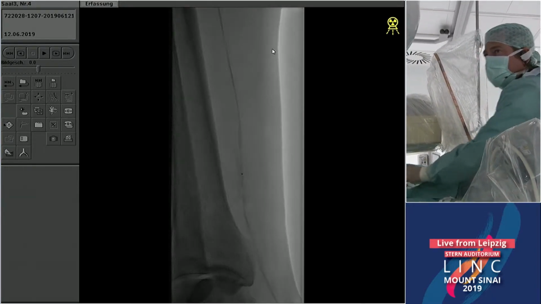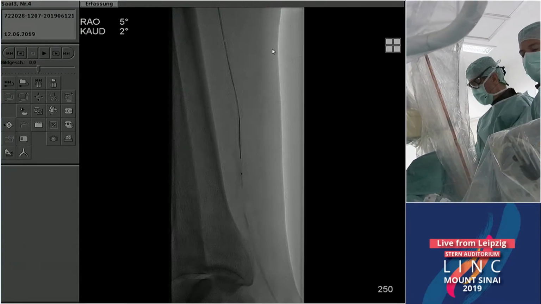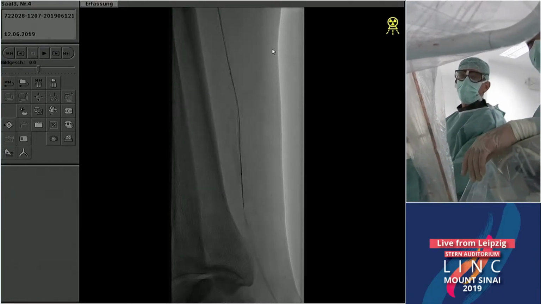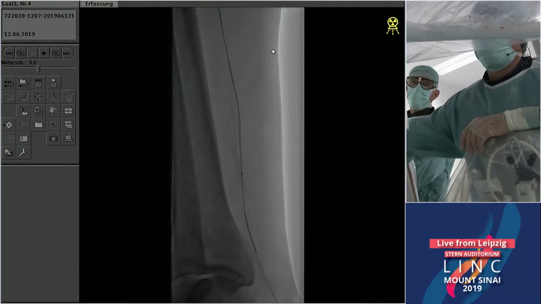Just a moment. So the wire is in contact here. Is this the same wire going down antegrade, PT2? Yes, correct. So we just reversed the wire direction. And can you pull the sheath a little bit?